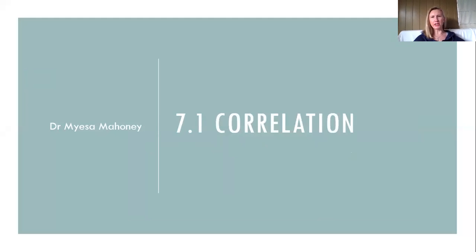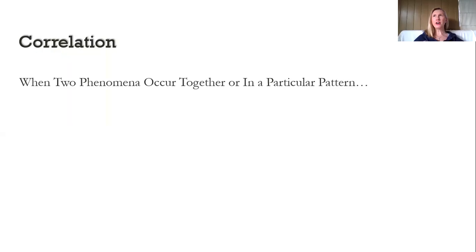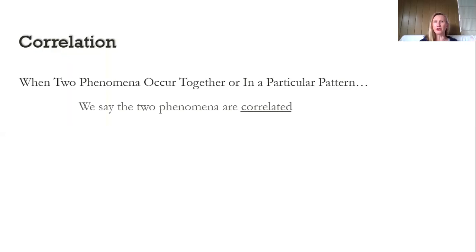What do we call that relationship? One way we can describe that is with a correlation. So when we've got two variables that we're examining, and these variables are tied together in some way, or they occur together in a particular pattern, we say that these things are correlated.